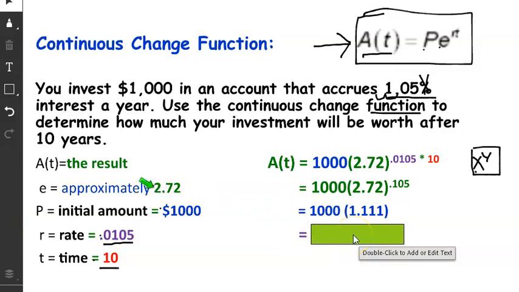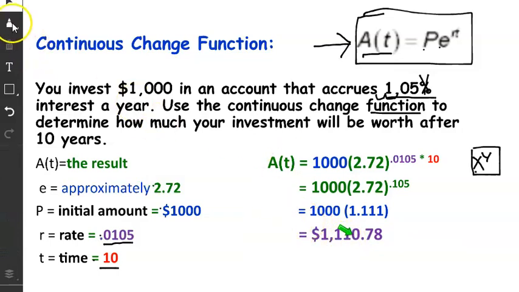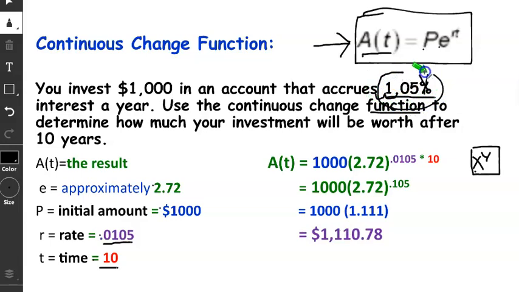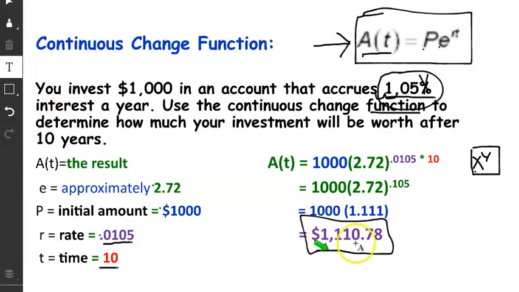In general, it might not come out to be the exact answer, but this is what you get when you multiply it. So by you putting in $1,000 at this bank at this percent interest, which is kind of low, after 10 years, you're going to have in your account $1,110.78. That's how much you will have after 10 years. Eek. I mean, it's better than nothing, right?